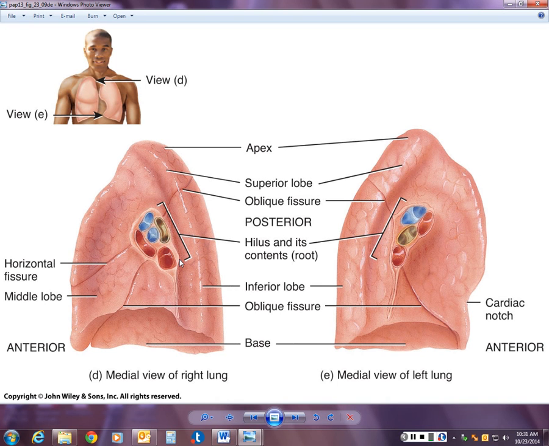So that's your basic structure of a lung. Keep in mind this description and those components.